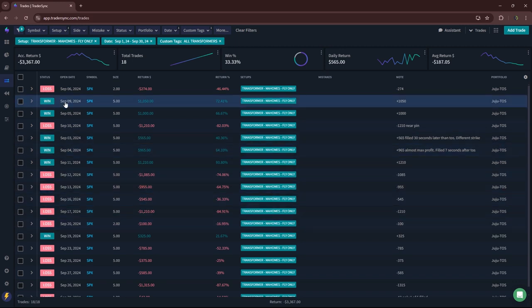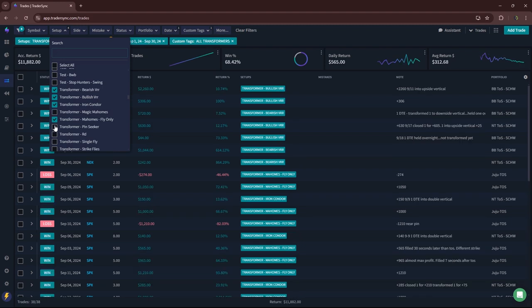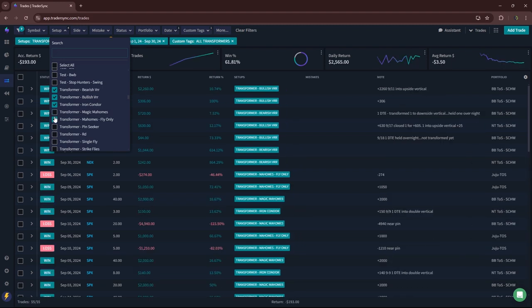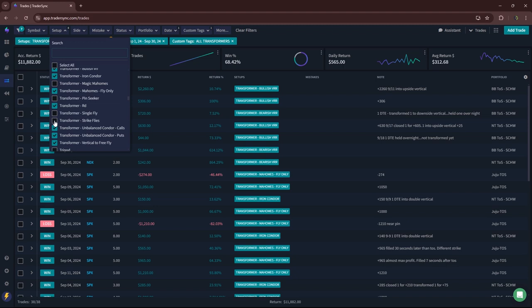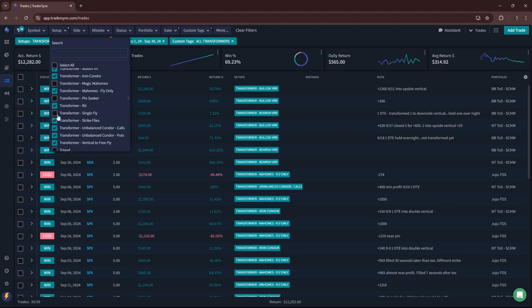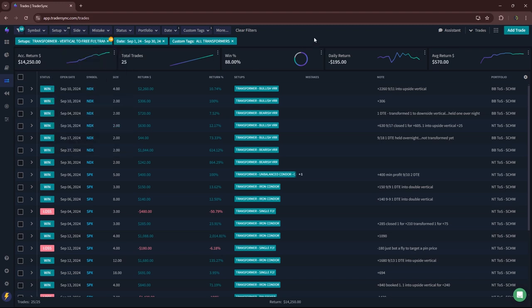But red month. Overall, the other transformers, though, very positive. So let me break the other ones down here. I'll just do all the other ones except for the Mahomes. I don't know what is up with TraderSync, but I'm just trying to check boxes. It acts a little finicky. Make sure I got it all. Yeah, there we go. So on other transformers, up 14K for the month. So the Magic Mahomes took the rest of that away for that category, but overall still very solid.